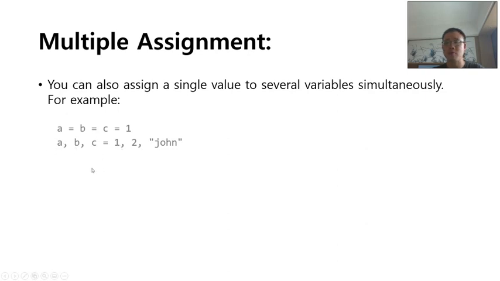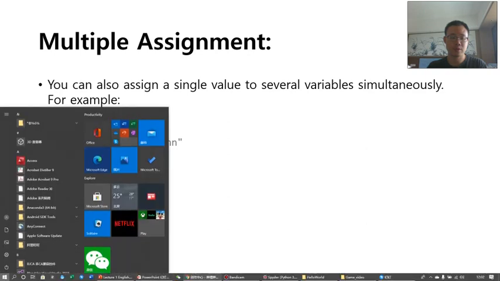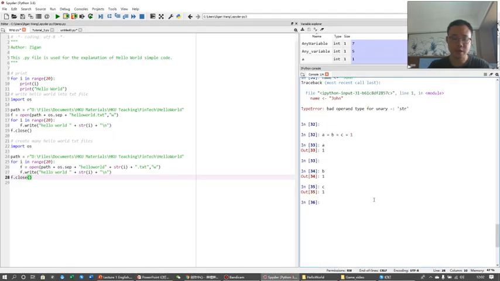And also you can write A, B, C equals 1, 2, John. Actually, this is a tuple. Whenever we do this, it's kind of like a tuple. And we assign each value in a tuple to the corresponding position of the variable. For example, A, B, C equals 4, 5, 6. The A is 4, C is 6, B is 5.